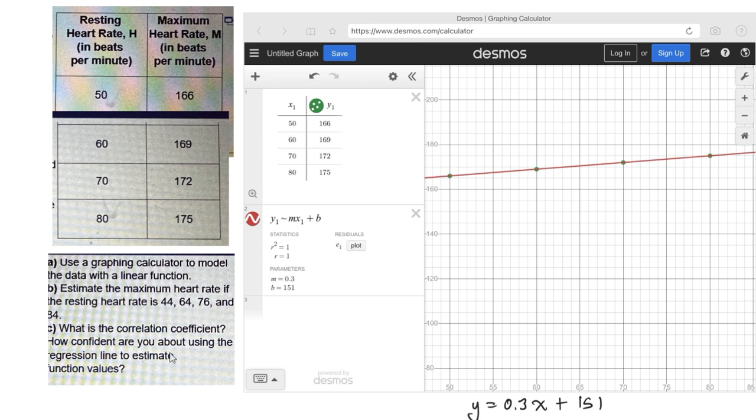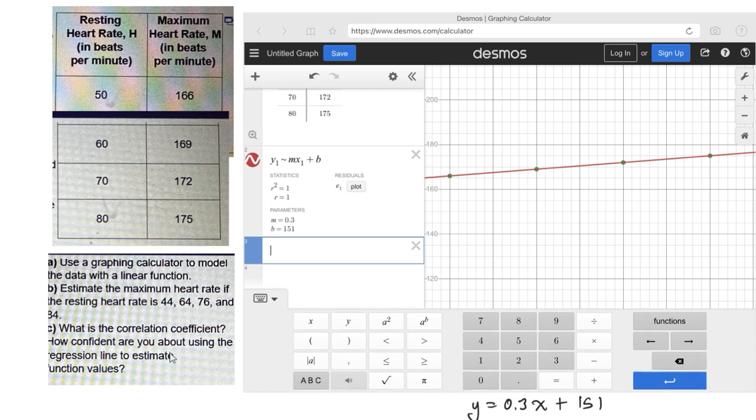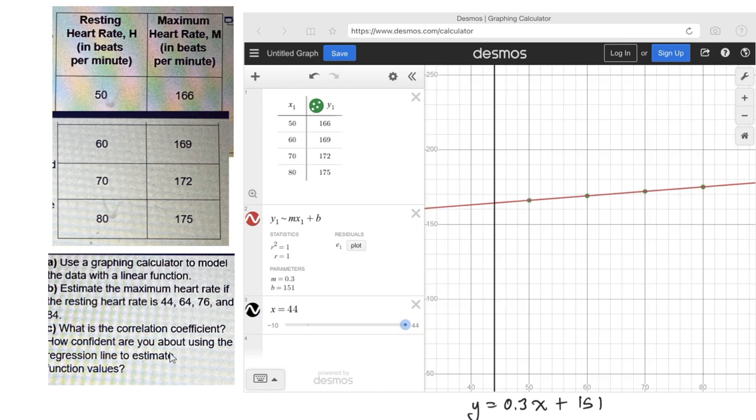So this is where you can go into Desmos here and just type those numbers out. So x equals, what do they want? 44. Okay, where's my line? Right there. So there's my line. I tap on it. At 44, I'd assume that the maximum heart rate is 164.